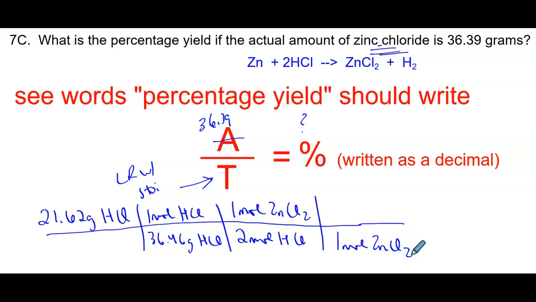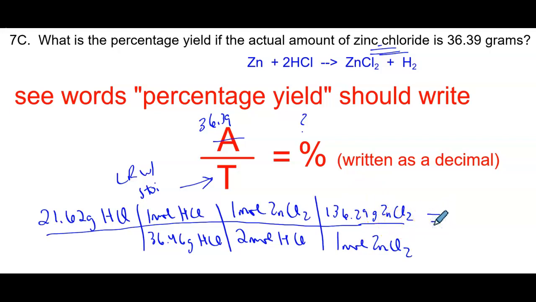We're going to take 2 chlorines, 35.45 times 2, plus zinc is 65.39, and I get 136.29. So 136.29 grams of zinc chloride. You will notice that I will always count my molar masses to 2 places past the decimal. I will round my molar masses, that's what this is, to 2 places past the decimal always.